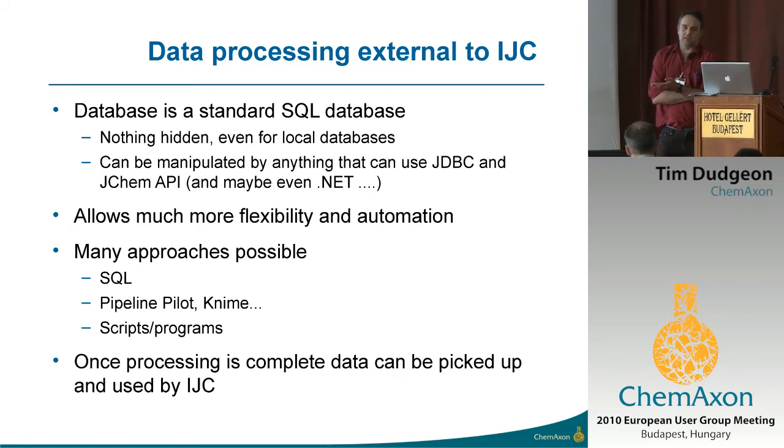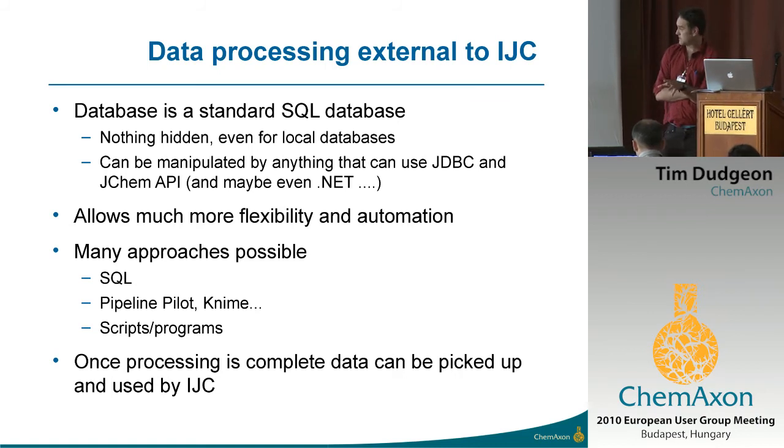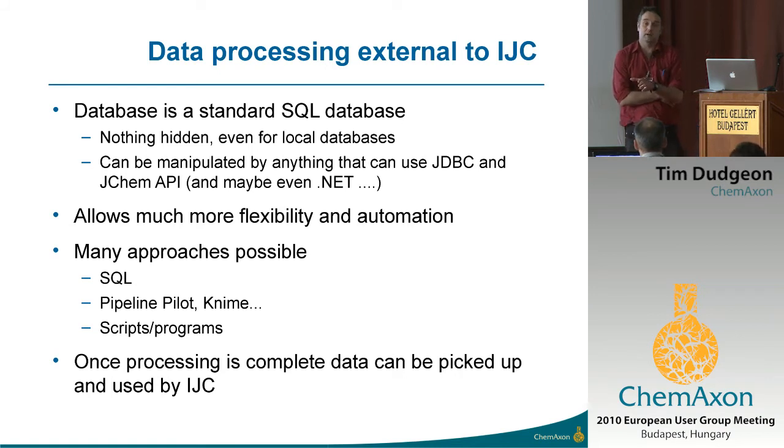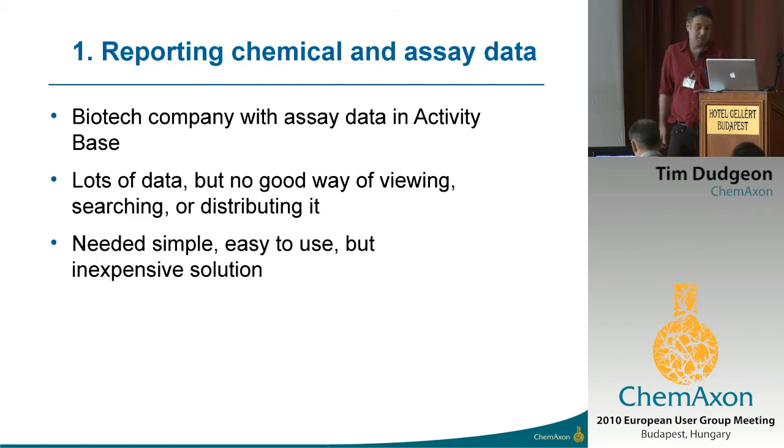So what sort of approaches might you want to take? Well, you might load the data straight in using SQL if it's already in the database, let's say different tables. Using things like Pipeline Pilot and KNIME is a very compelling possibility as well. We did some studies a long time ago just to prove that was possible with Pipeline Pilot, and I'm sure it's equally possible with KNIME and the other workflow tools. And you can just write your own scripts and programs, and there's nothing to stop you just putting data in through any mechanism that is compatible with loading data into a database using SQL and the JChem API. And then once that data is in the database, it can be used by IJC as if it had been imported by IJC.